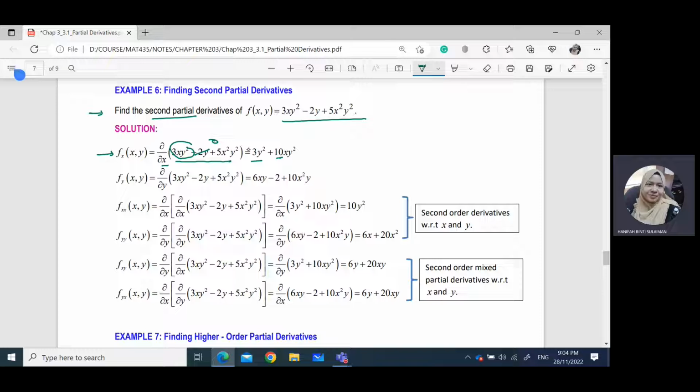Okay, so now we have a first order derivative with respect to x on the given function. It is about 3y squared plus 10xy squared.